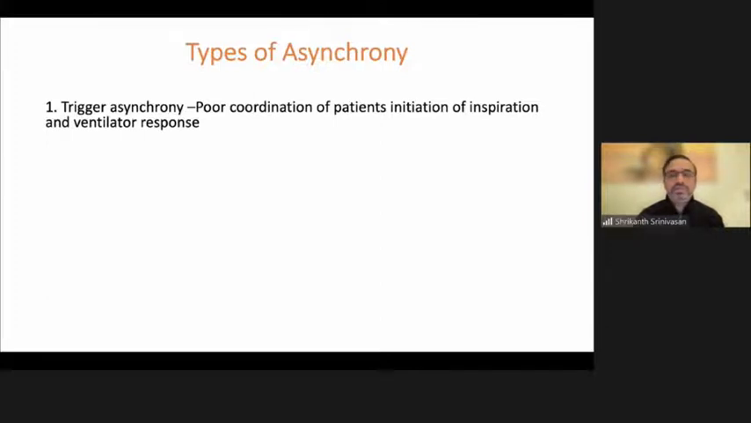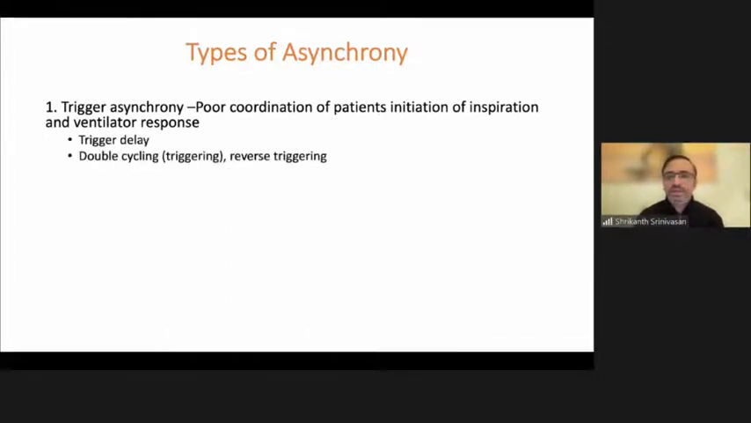First thing which comes into ventilation is what triggers, or what starts, the ventilatory cycle. So you can have trigger asynchrony. Trigger asynchrony occurs when the ventilator's trigger is not set accurately and does not coincide with the neural trigger, or what is there in the patient. So the ventilation trigger is not coinciding with the neural trigger. So there's a poor coordination of patients with regards to initiation of inspiration and the ventilator's response to this initiation trigger.